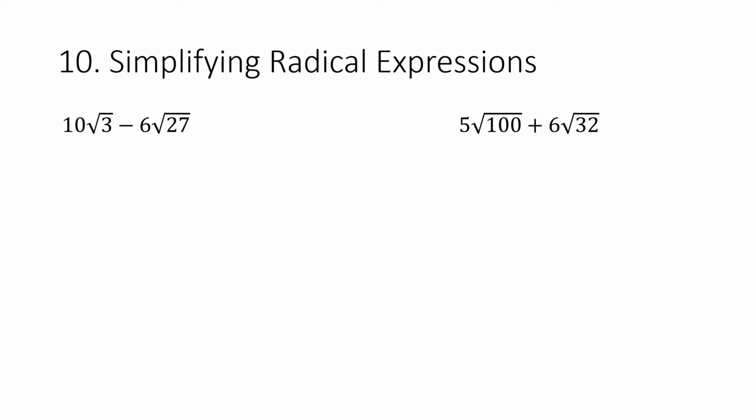Okay, number 10, simplifying radical expressions. So we have 10 square root 3 minus 6 square root 27. In order to subtract radicals, they have to be radicals that are alike. They have to be the same radical. So therefore, what's up under the radical symbol needs to be the same number. 3 and 27, those are not the same.